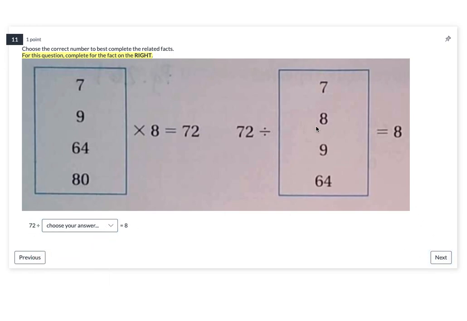Click Next. And now this one says on the right, for question 11, choose the correct number that best completes the related facts for the fact on the right. So 72 divided by one of these numbers equals 8. Here you go. 72 divided by one of those numbers equals 8.